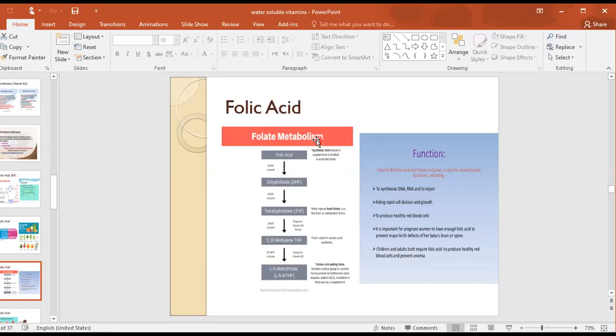This is the folate metabolism. Folic acid is converted to tetrahydrofolate, methylene tetrahydrofolate, or methyl tetrahydrofolate. So we have here different forms of vitamin folic acid.